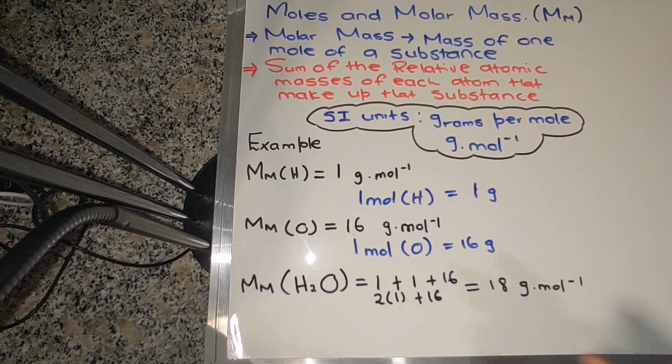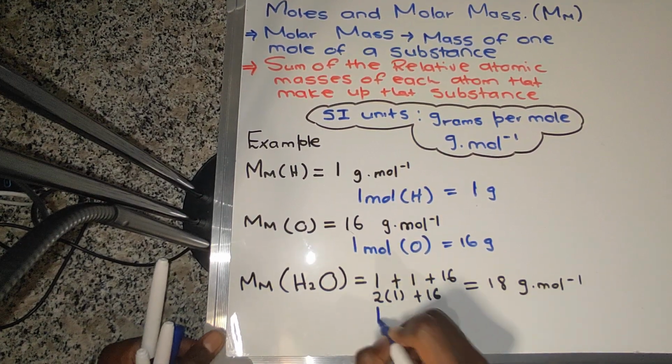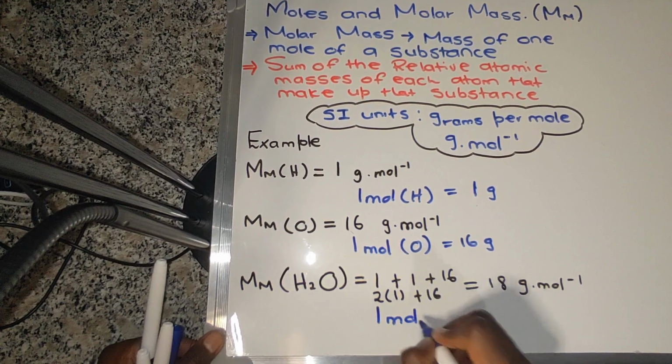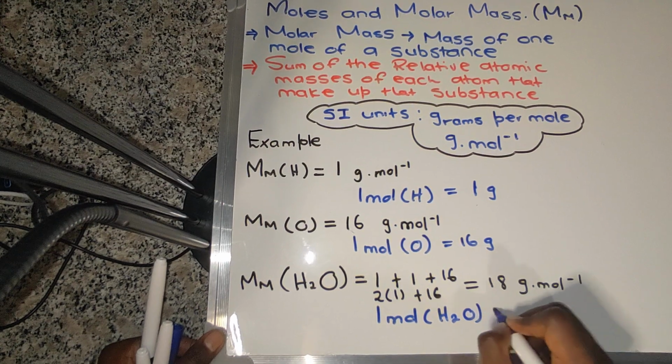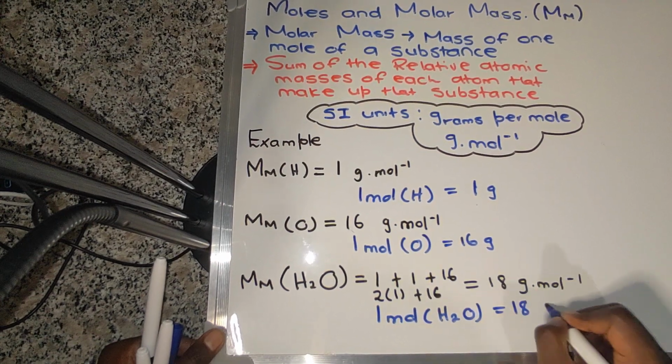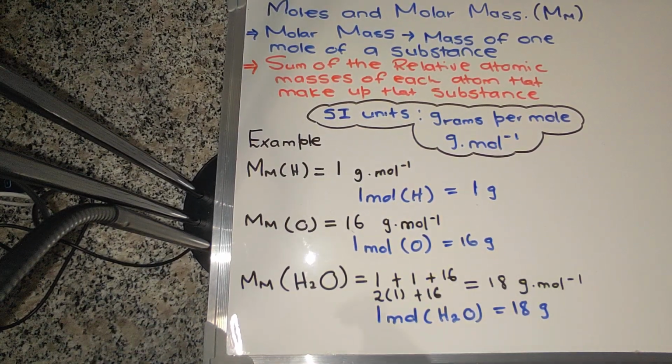So the molar mass of water tells us that 1 mole of water will weigh 18 grams. 1 mole of water will weigh 18 grams.